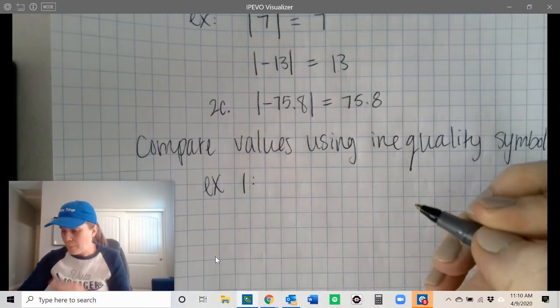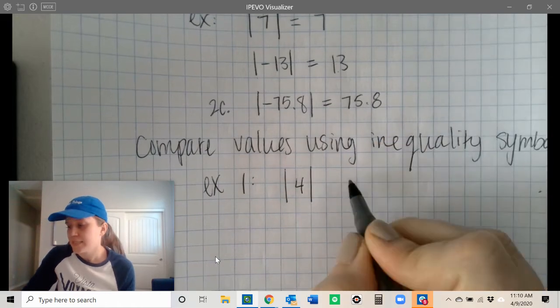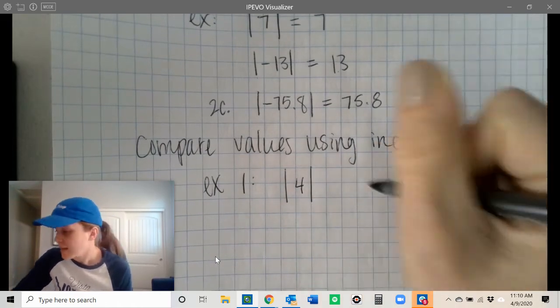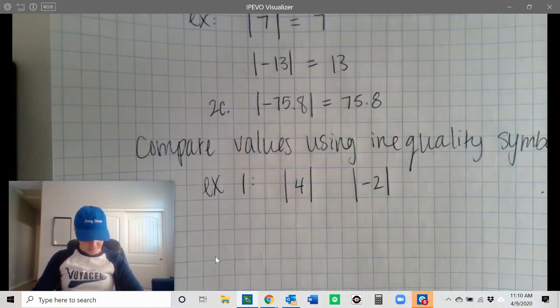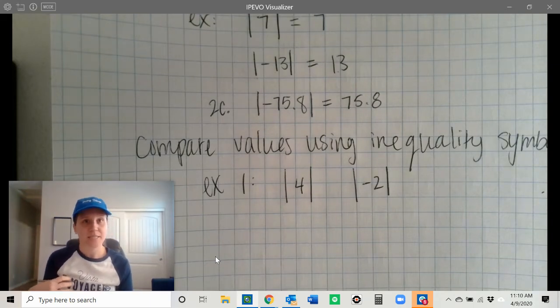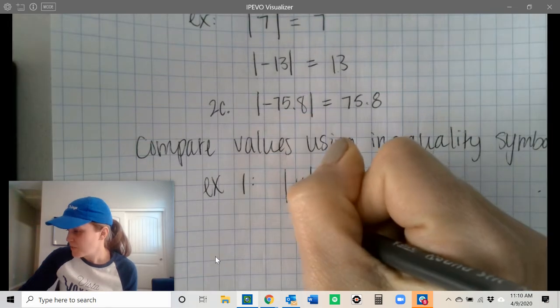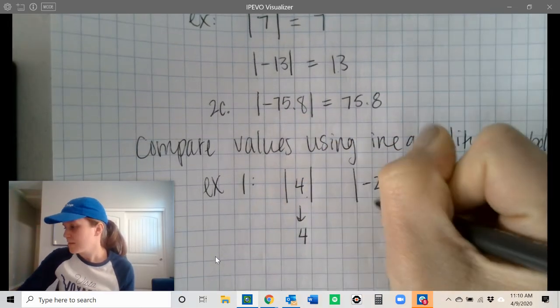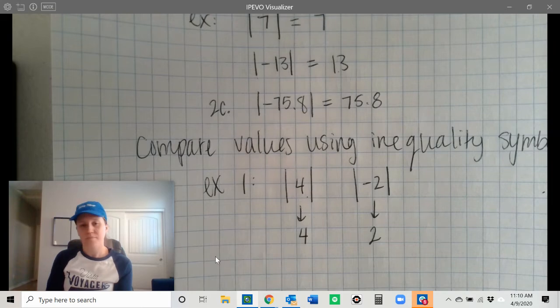Here's example 1. The absolute value of 4 is, I'm going to leave a space, I don't know greater or less than yet, something than the absolute value of negative 2. All right, so in order to compare with an inequality symbol, let's just find the value of these absolute values. So what is the absolute value of 4? The absolute value of 4 is 4. What is the absolute value of negative 2? The absolute value of negative 2 is 2.